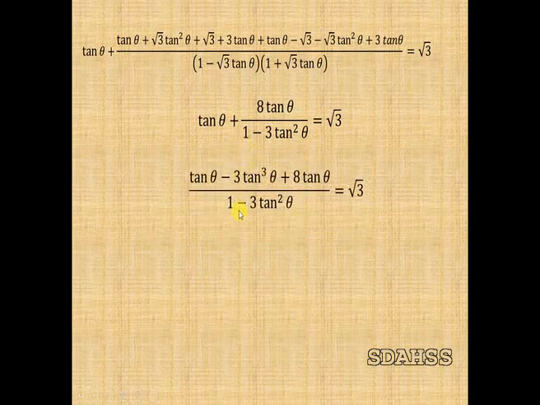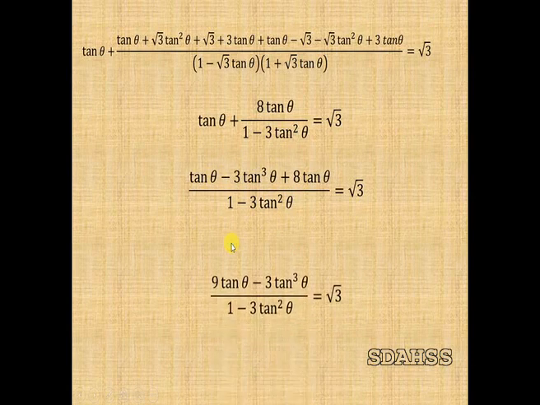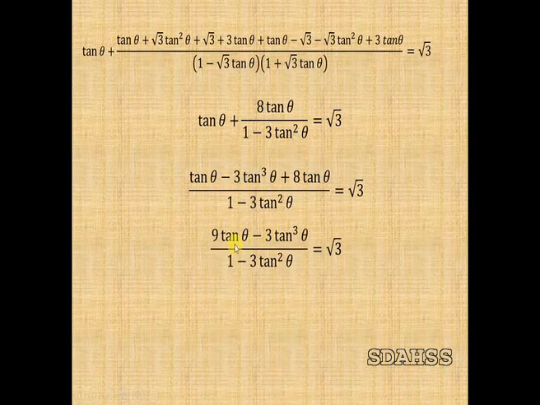Again you take down the LCM. The LCM is 1 minus 3 tan square theta, then cross multiply. So you have tan theta minus 3 tan cube theta plus tan theta is equal to root 3. Tan theta plus tan theta, 2 tan theta, plus... 9 tan theta minus 3 tan cube theta divided by 1 minus 3 tan square theta is equal to root 3.